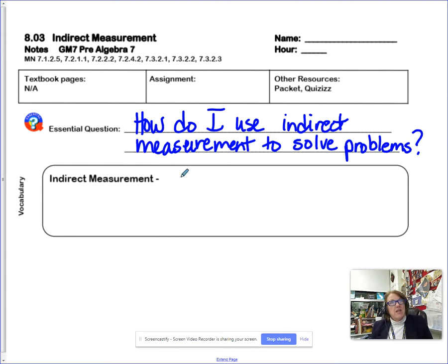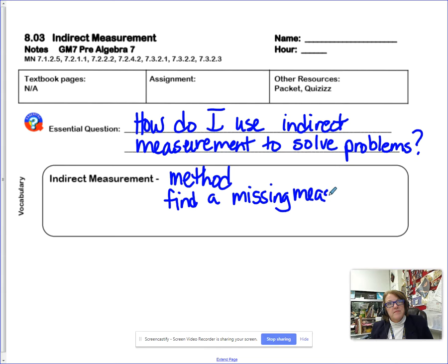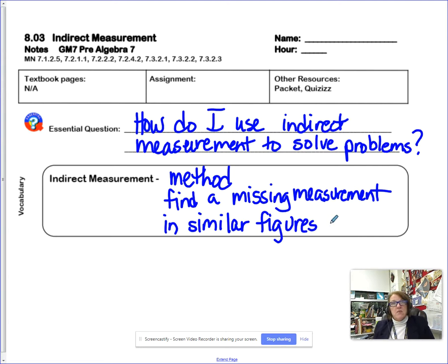This means it is some kind of method or procedure that we use to find a missing measurement or a part. So I'll say measurement in or by using similar figures or similar shapes. A lot of times it's triangles, might be rectangles sometimes. And basically, it's all about proportions.